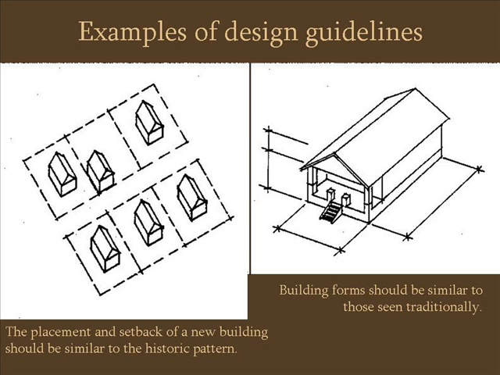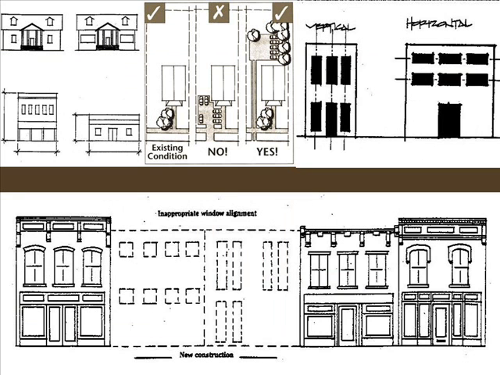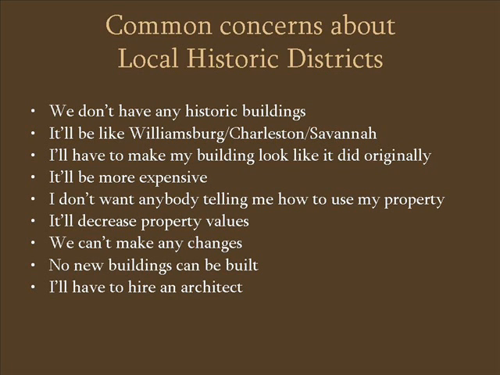But there are some communities that choose to create a separate set of design guidelines that are more specific and tailored towards their community's needs. And those guidelines are illustrated for the most part, and they talk about placement of windows and doors. They talk about materials, setback, and all of those things.